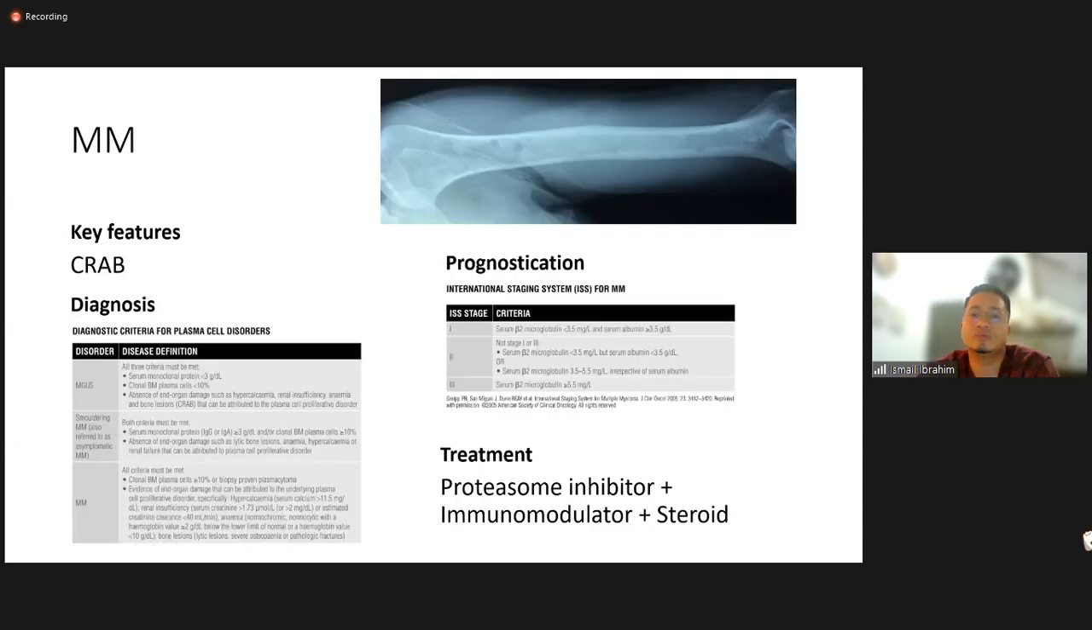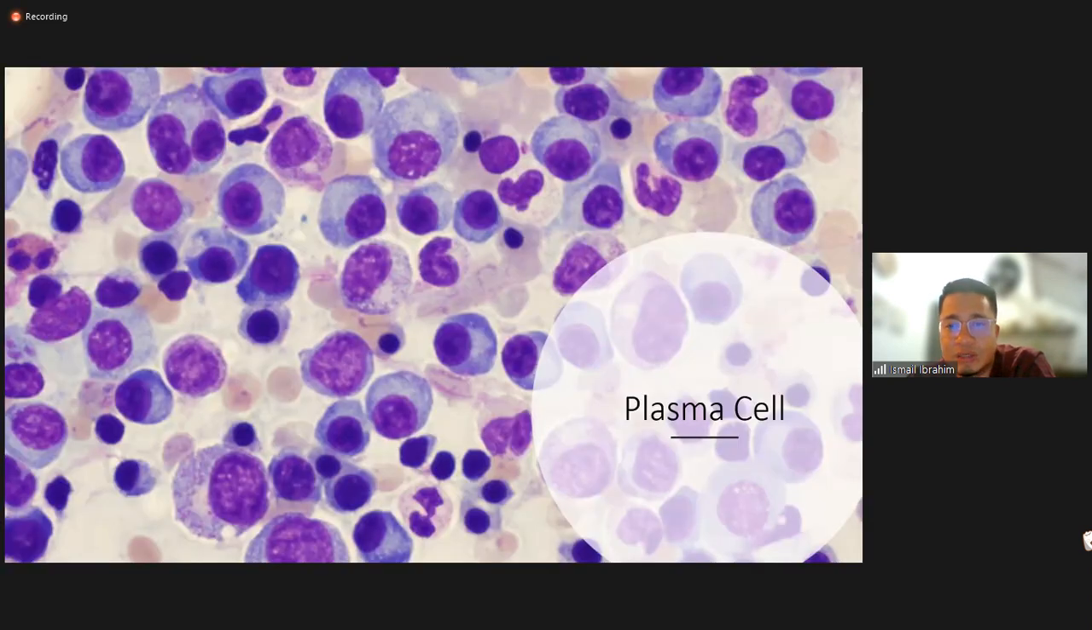Okay, and how to treat the patient? Is a combination treatment by using proteasome inhibitor, immunomodulator, and steroid. And there are many more treatment into it. For example, we have CD38 monoclonal antibody called daratumumab. As we all know, plasma cell is CD38, CD138, and CD56 positive.